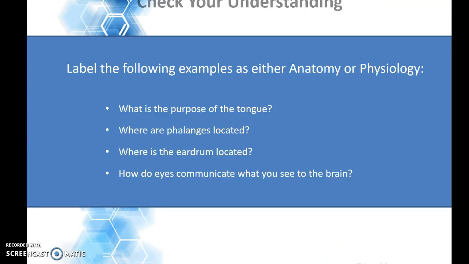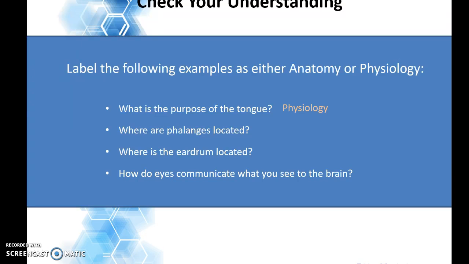Okay? So, for instance, here are some questions for you. What is the purpose of the tongue? Would that be considered anatomy or would that be considered physiology? I'll give you a second to think about it. Is the purpose of the tongue a structural question or a function question? If you thought function, you are correct. That is physiology.